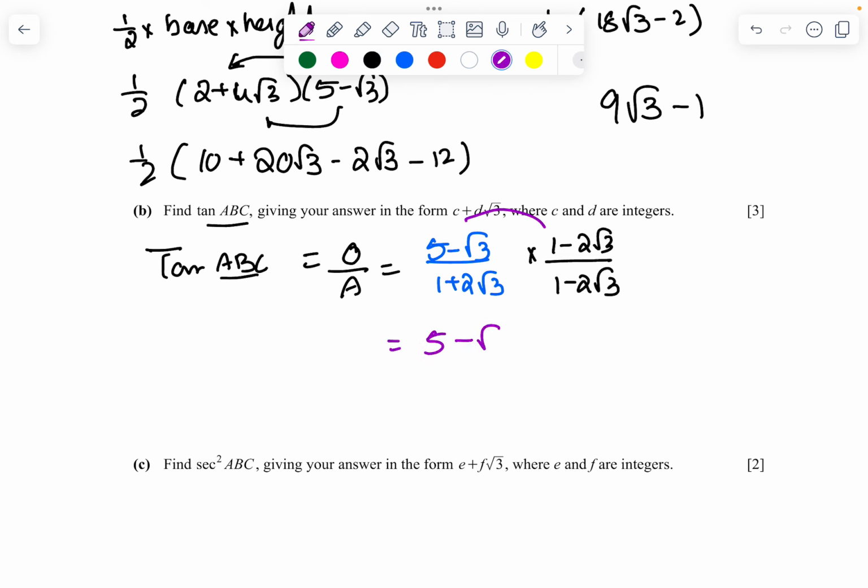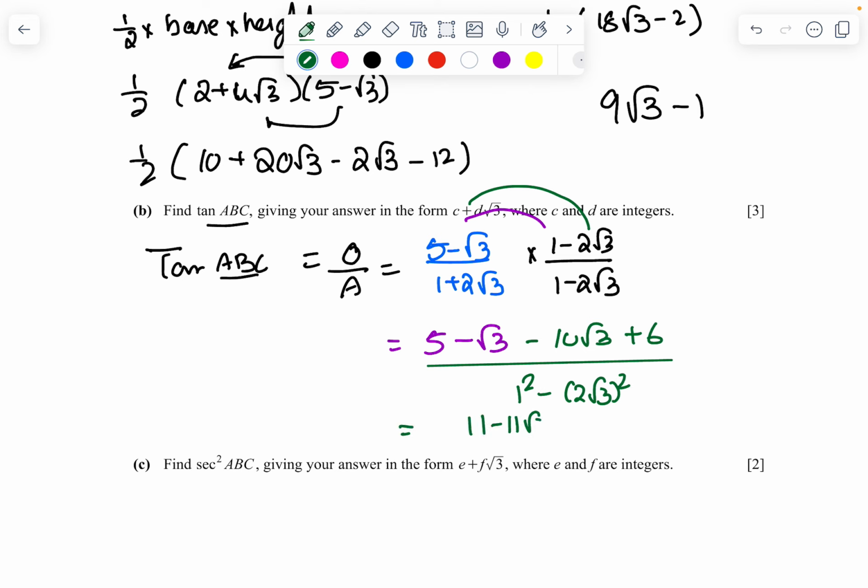It becomes 5 minus root 3, then multiply with minus 2 root 3, so it becomes minus 10 root 3, plus 6 divided by a square minus b square, 1 square minus 2 root 3 whole square, which is going to be nothing but how much? 11 minus 11 root 3 by 1 minus 12. So 11 minus 11 root 3 divided by negative 11.